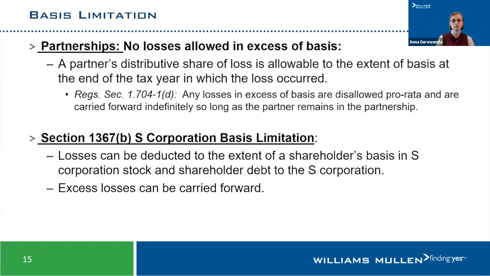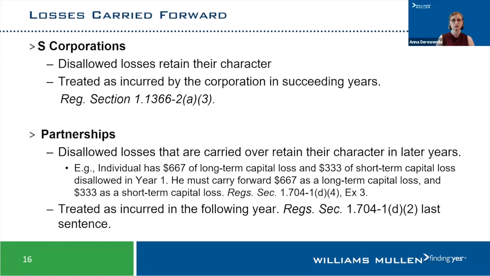So what does that mean, and what does that look like? For S corporations, the Treasury regs specifically say that disallowed losses will retain their character, and they're treated as incurred by the corporation in that succeeding year where they're freed up. And that's very important, as we'll see in an example coming up. Now, for partnerships, it's sort of the same deal. They appear to retain their character in later years and should be treated as incurred in the following year as well.